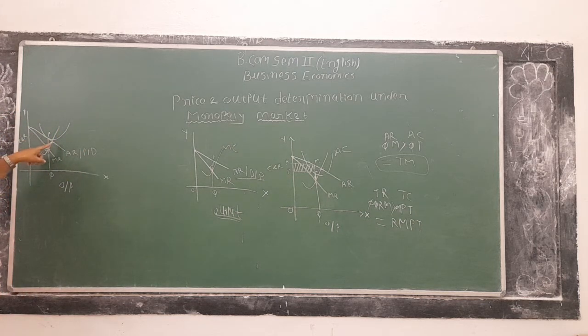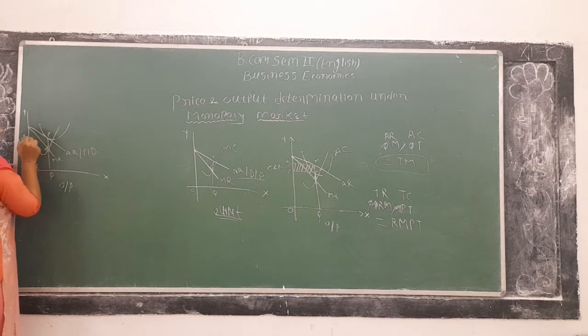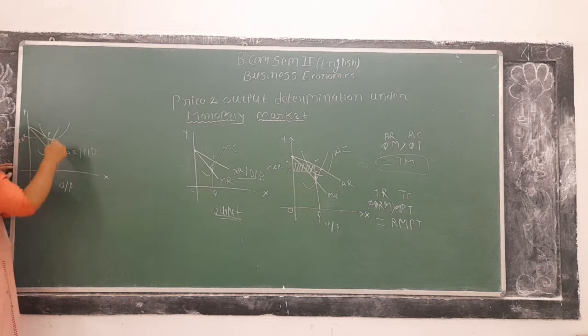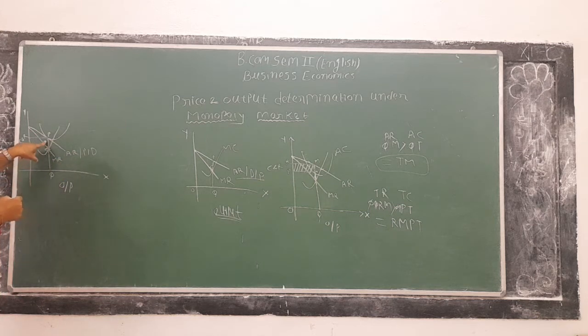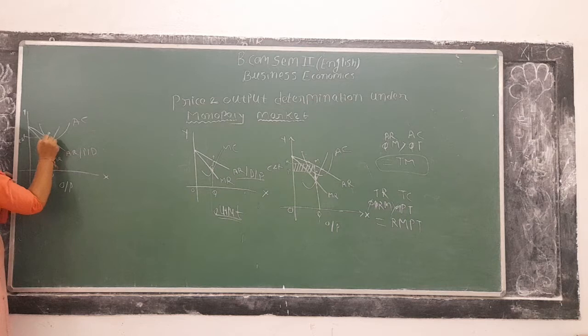Okay, this average cost curve would touch this average revenue curve. Here this OP is the price, and we are going to call it OP only. This OP is price as well as cost. Why? Because at this point P, the Q is touching the AR curve as well as the AC curve. That is why in normal profit, average revenue is going to be equal to average cost.